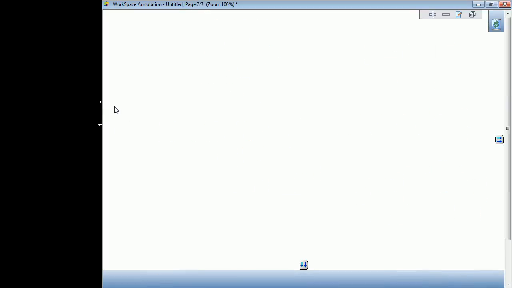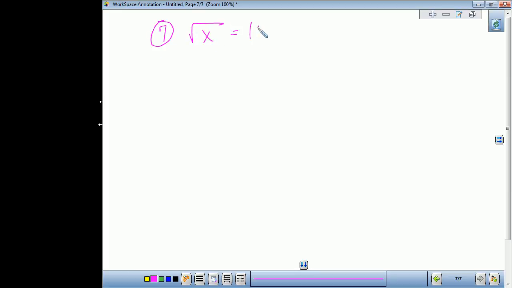All right, number 7. The square root of x equals 16. So to undo a square root, we have to square both sides. And hopefully this is one of your perfect squares you know. 256.